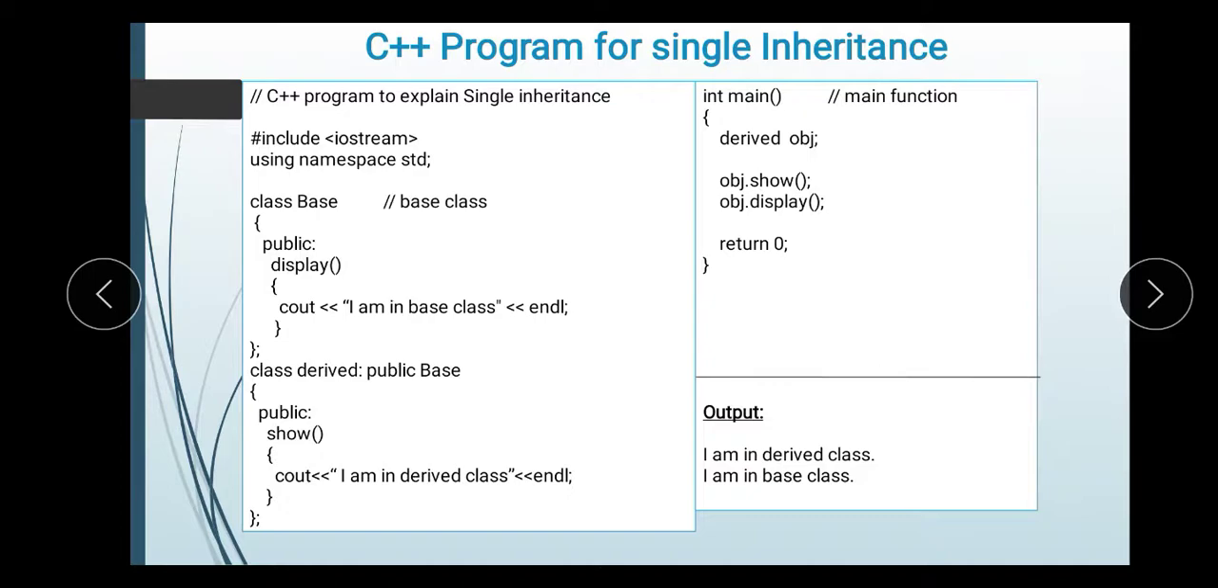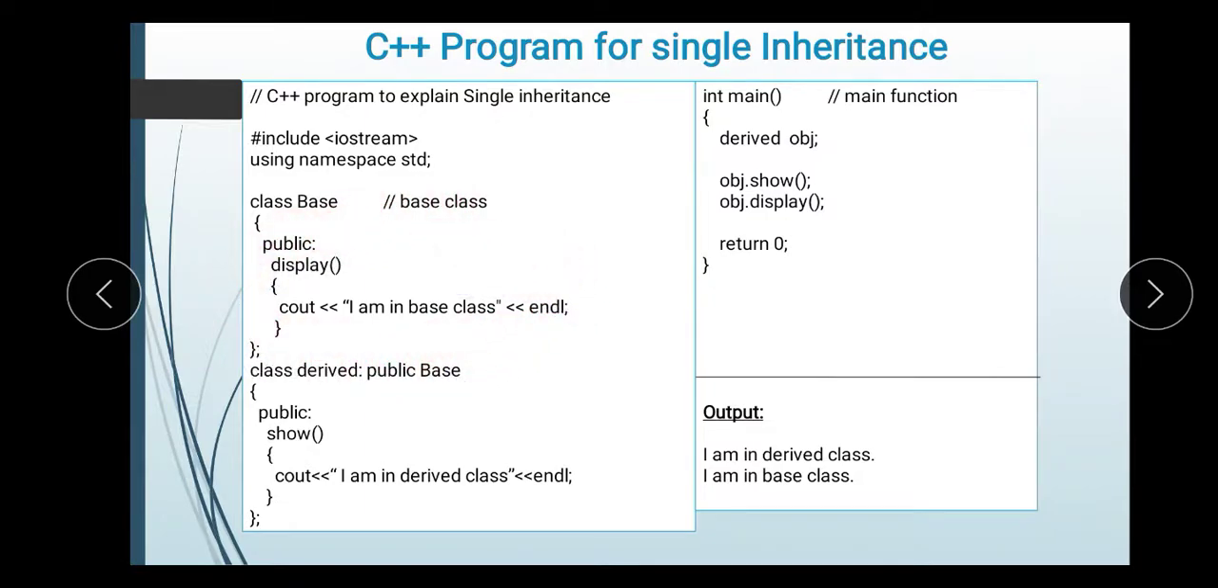So class derived, public, base. In this derived class again we have only one public member function, show, which displays the message "I am in a derived class". Now in the main function we are creating the object of the derived class, and through this object we access the member functions of the base class as well as the derived class. Object dot show accesses the member function of the derived class, whereas object dot display, with the help of the derived object, accesses the function of the base class.